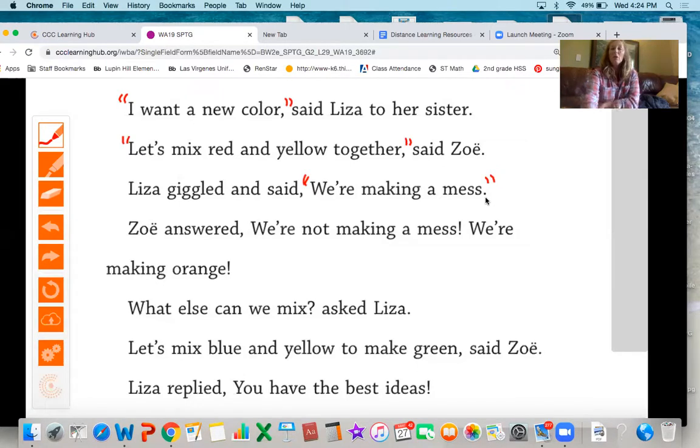Okay, so the part that tells us who is saying it can be at the end after what's being said, or it can also be before what's being said and lead us that way.